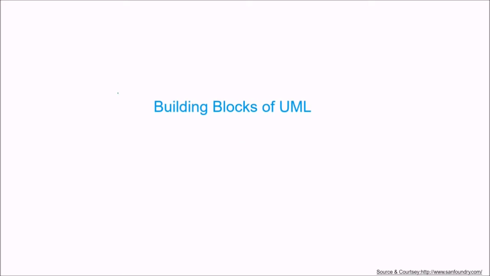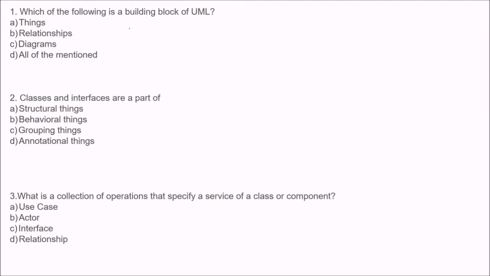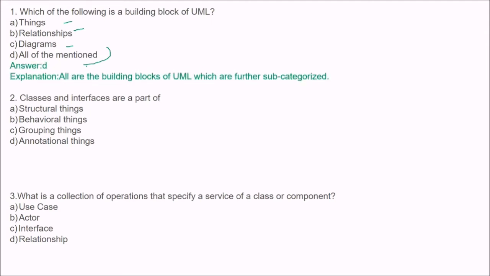Next topic is building blocks of UML. Which of the following is a building block of UML? Things, relationship, diagram. Is it all of the mentioned? Yes, all are the building blocks of UML, which are further subcategorized. Things, relationships, and diagrams.